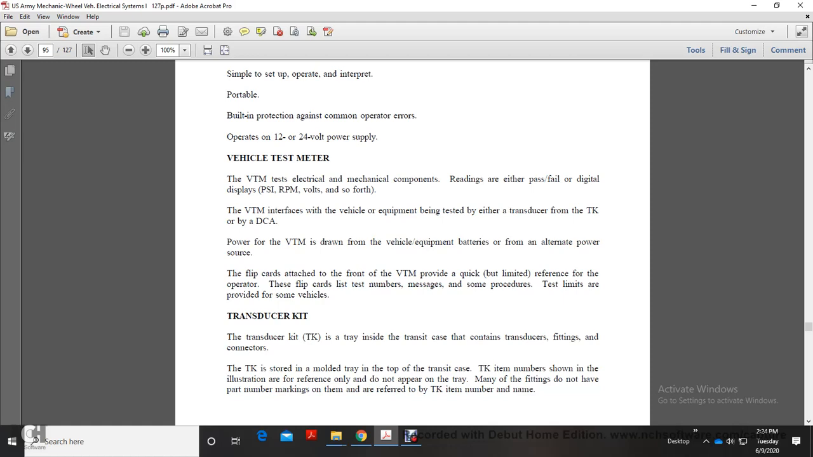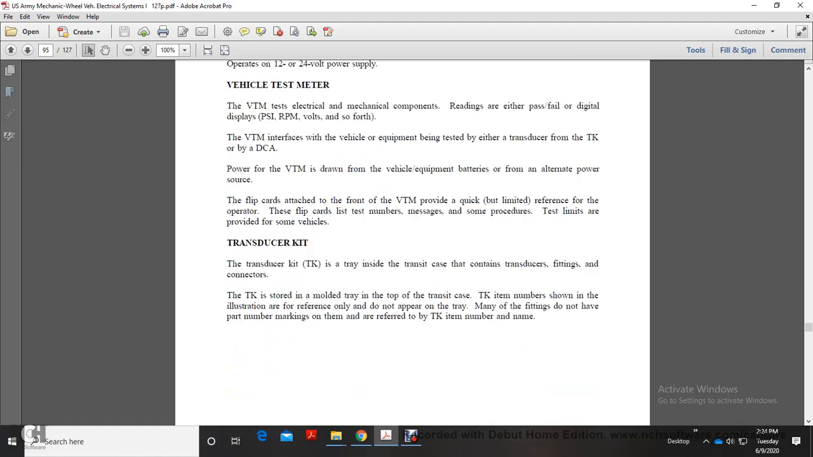The vehicle test meter interfaces with the vehicle equipment being tested through a transducer kit and the DCA, and the vehicle battery serves as the alternate power source. Flip cards attached in front of the vehicle test meter provide a quick but limited reference for the operator, with the flip cards covering tests, numbers and messages. Some procedures and test limits are provided for some of the vehicles. Your transducer kit is in a tray inside the transit case, which contains the transducer fittings. The connector for the transducer kit is stored in a model tray within the top of the transit case.